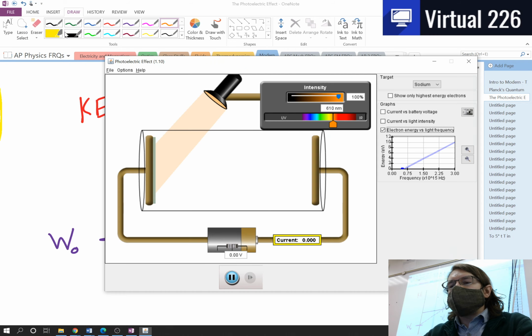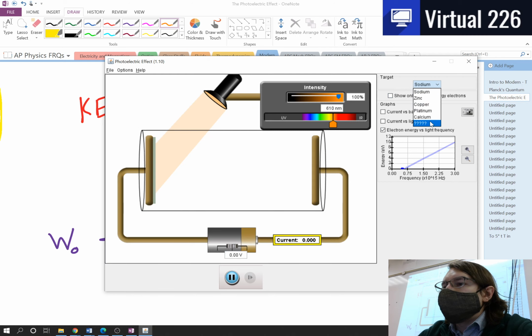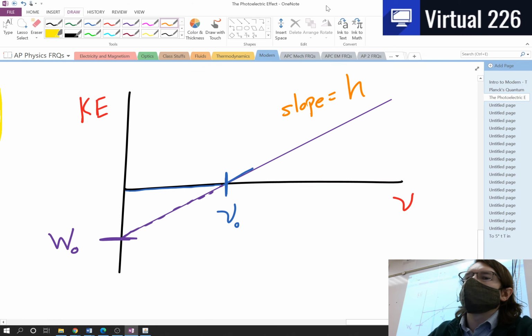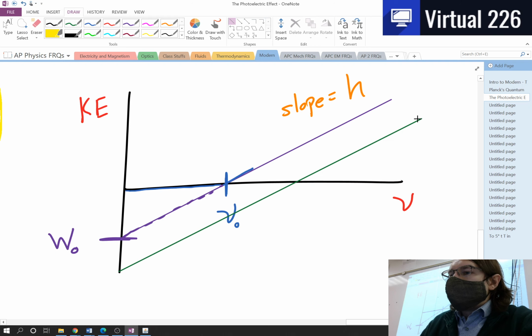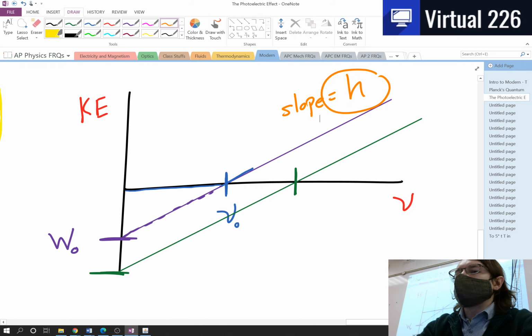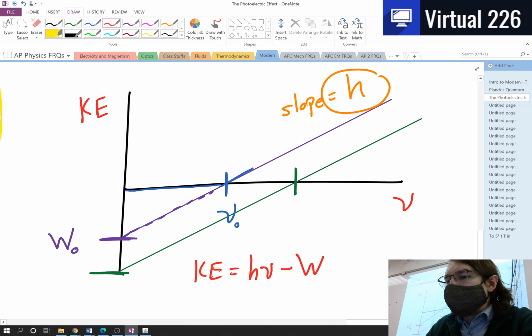If you were to change the type of salt plate from sodium to zinc to copper to platinum to whatever you're using, this graph will be nearly identical, but your work function will change. That work function will shift. You'll have a new work function. You'll have a new threshold or cutoff frequency, but your slope will still remain Planck's constant. Because all this graph is showing us here is kinetic energy equals h nu minus work.